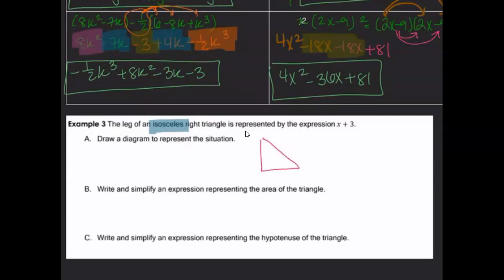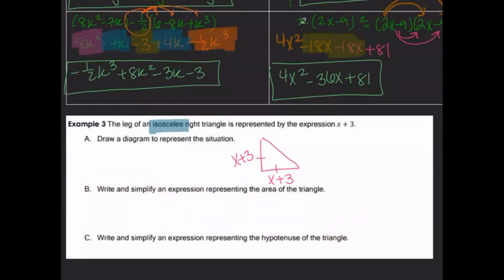Here's my triangle. And here are my two equal sides, or my two congruent sides. Remember, these lines mean congruent. They're the same. And we know that one of my legs can be represented by x plus 3. Well, if they're congruent, I have another x plus 3. I don't know my hypotenuse because they didn't tell me my hypotenuse, but I at least know this much. Then they tell me I have to write and simplify an expression representing the area of the triangle.